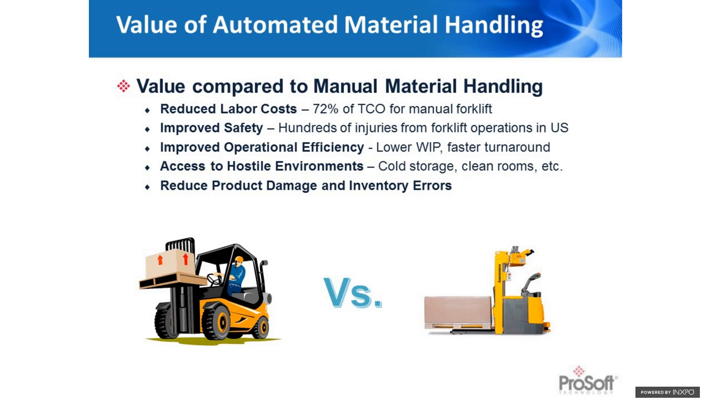And finally, the automated systems really reduce product damage and inventory errors. One of our customers put in a fully automated warehousing system for shipping and storing wine, crates and crates of wine. And after 18 months, they did a physical inventory. They had 0 errors from what the automated system reported. It was the first time they'd ever had that in inventory. So automated material handling really has a tremendous amount of benefits for manufacturers and for folks in warehousing.